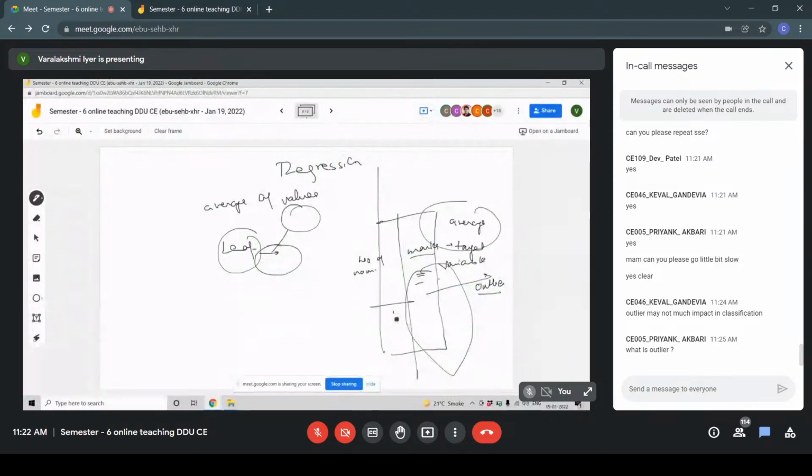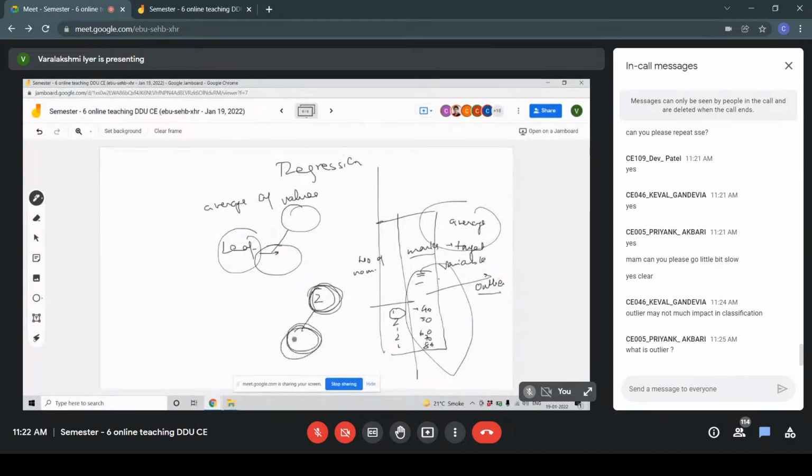So for example, 1, 2, 1, 2, 1. These are the five instances that I have. And for example, 40, 50, 60, 70, and 80. These are the marks that I have. Suppose 2 is considered as a splitting point that I have.